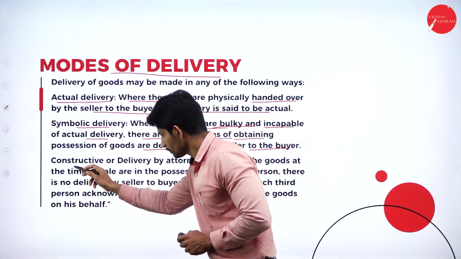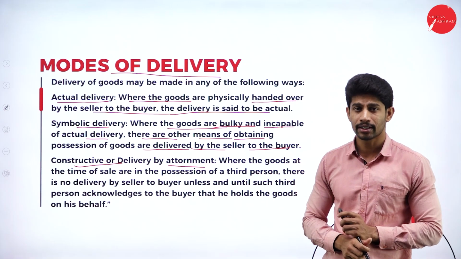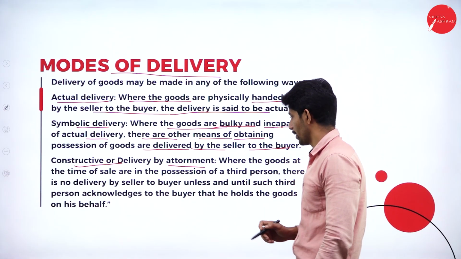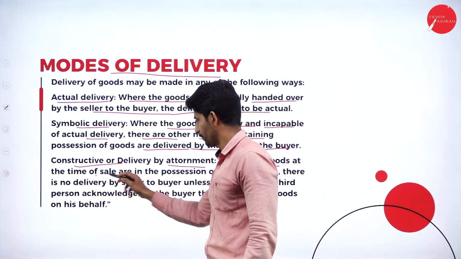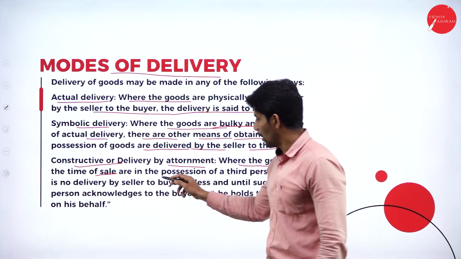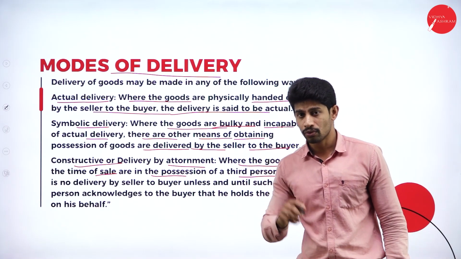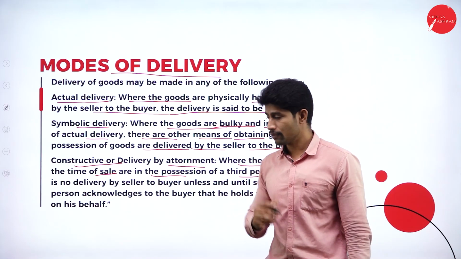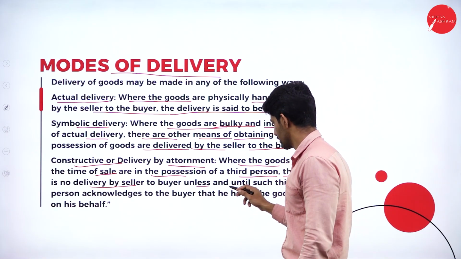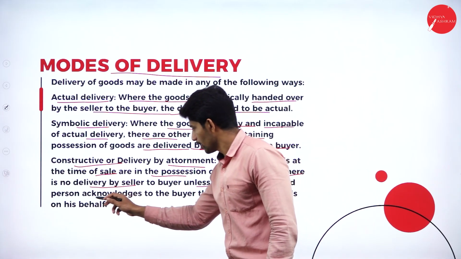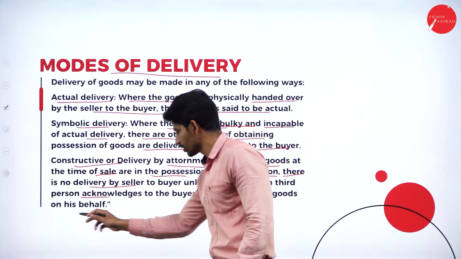Next one, constructive delivery or delivery by attornment. So what is this called? Where the goods at the time of sale are in the possession of a third party or third person, there is no delivery by seller to buyer unless and until such third party acknowledges to the buyer that he holds the goods on his behalf.